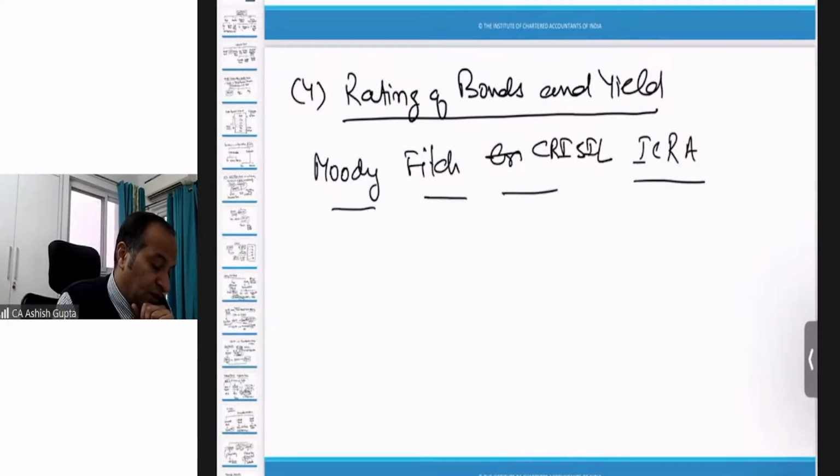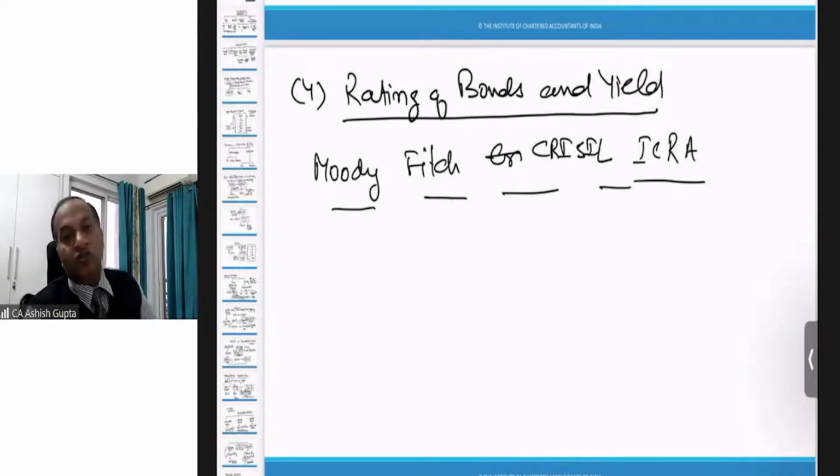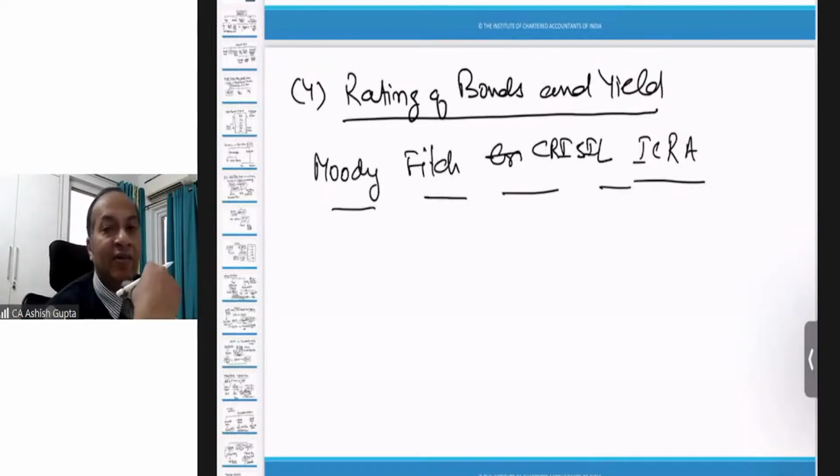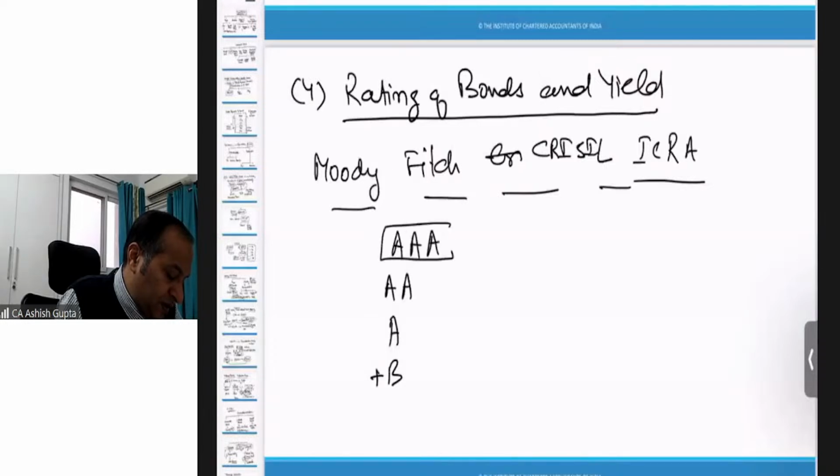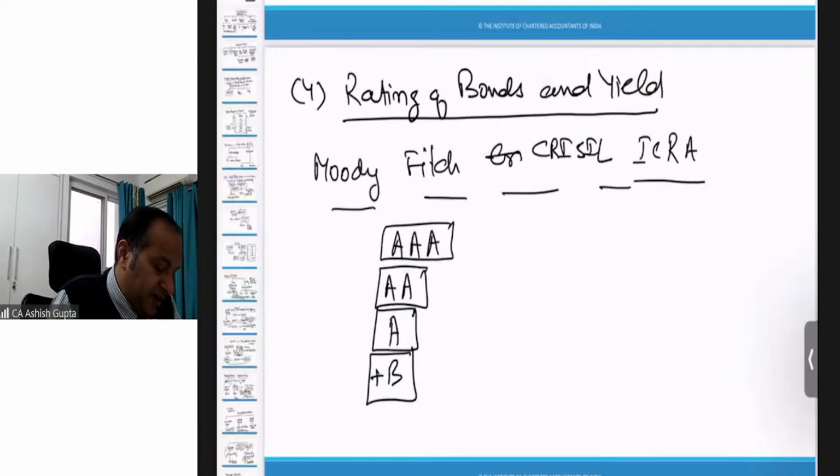Now, these are rating agencies. What do they do? Whenever any company is issuing bonds, they give some credit rating. They may use some symbol. Every agency has its own symbol for this rating. So the rating indicates their creditworthiness.